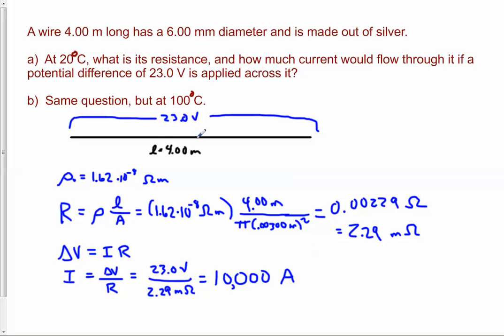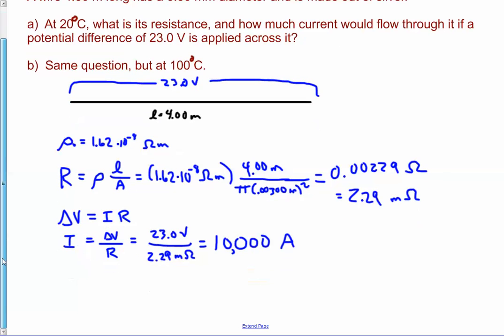A lot of current, because there's so little resistance. It doesn't take much voltage to create a lot of current when you don't have any major resistive components in the circuit. So 10,000 amps. Okay, now let's redo the question, but let's do it at 100 degrees Celsius. And all that's going to do is change this first number.